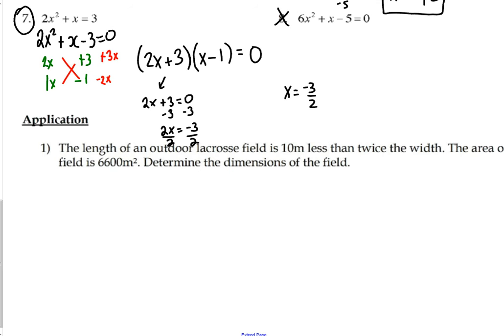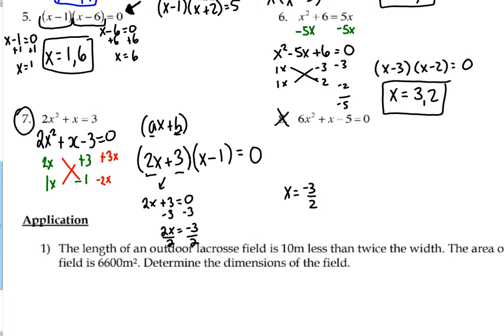A little shortcut is if this was ax plus b, it's going to be negative b over a. Opposite sign, and then second over first, b over a. So in this case, negative 3 over 2, just by looking at it.